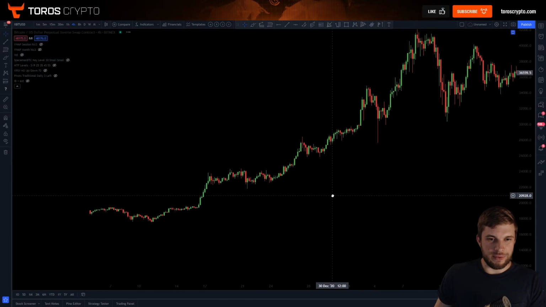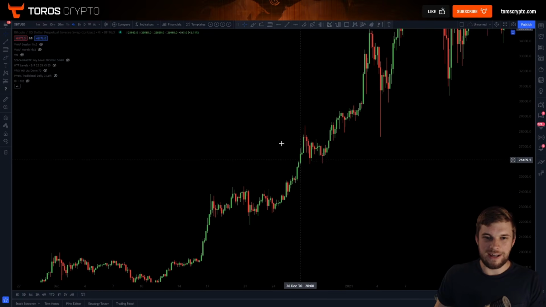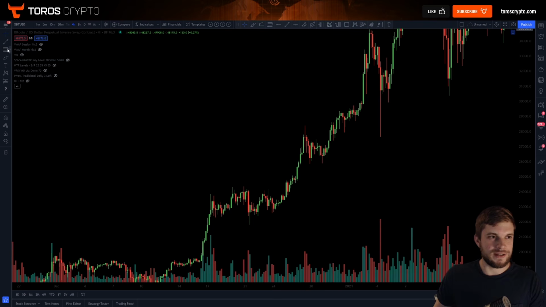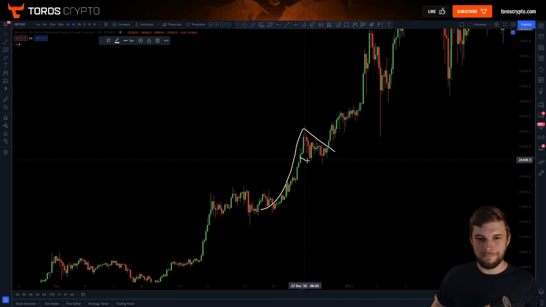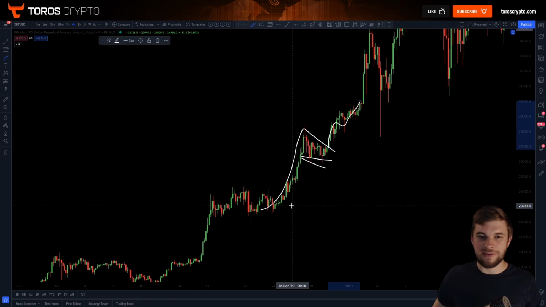Now let's see if we have any other examples. Again, here you've got a little one of these. What do we have? We have a move up, and then it puts in a bit of a flag. This could almost be a bit of a wedge, and then you have continuation on that.